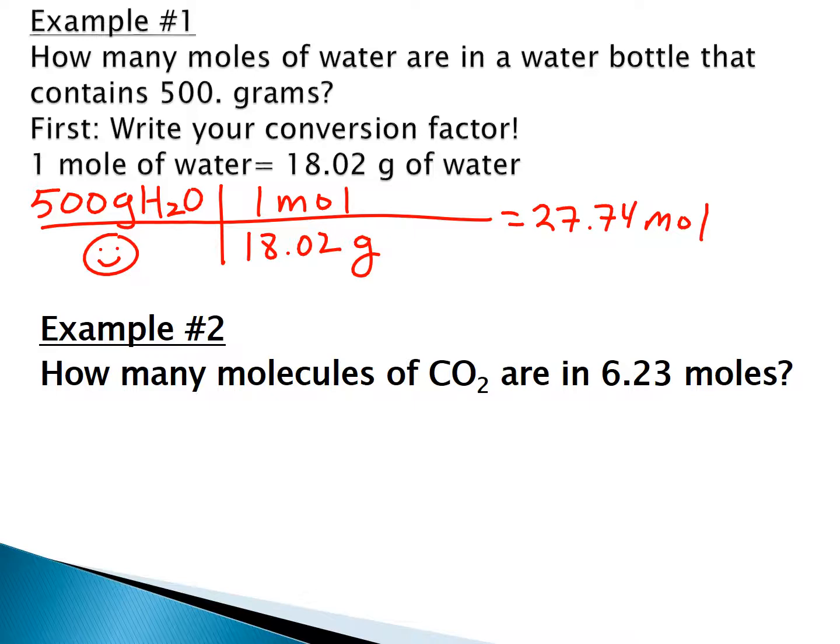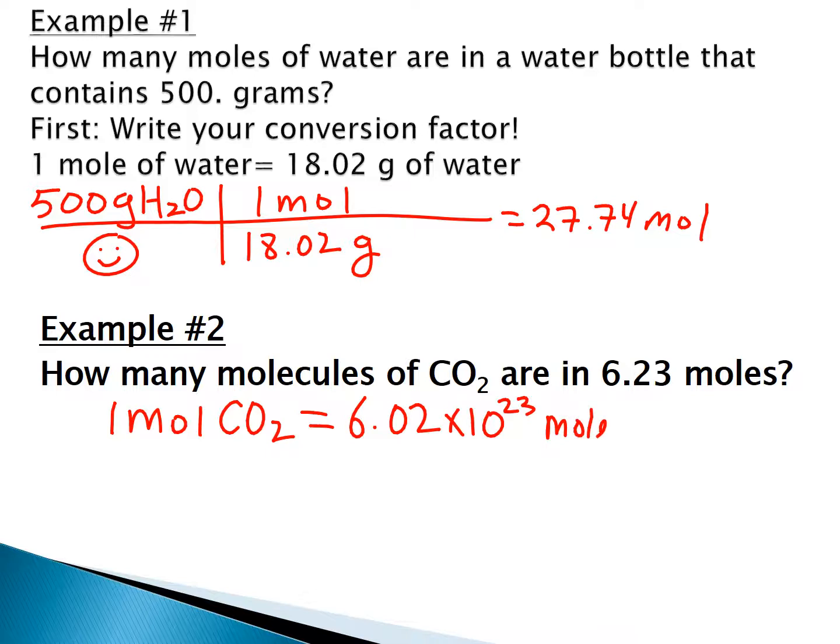All right, now let's try an example with molecules. Now we're talking about carbon dioxide. Right, so we're talking about a compound which is made of molecules. So, do I have a conversion factor that tells me how many particles of CO2 will be in 1 mole? I absolutely do. 1 mole of anything is 6.02 times 10 to the 23rd. So in this case, it'll be that many molecules.